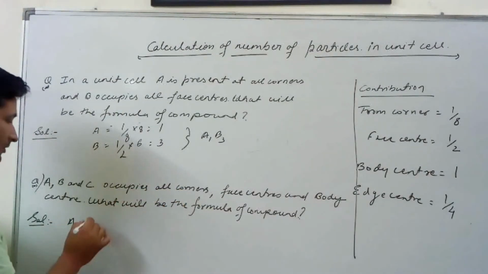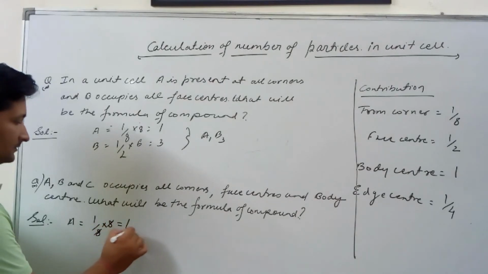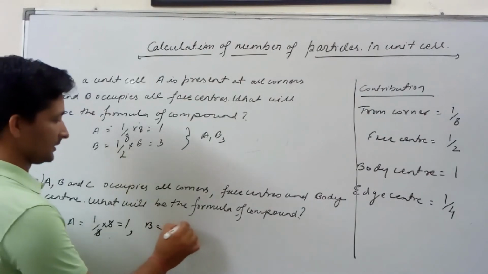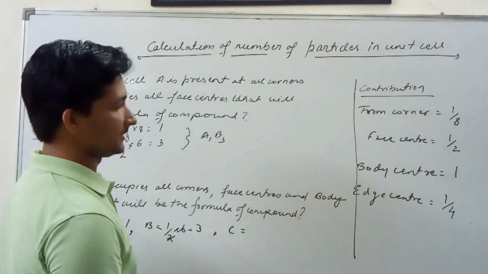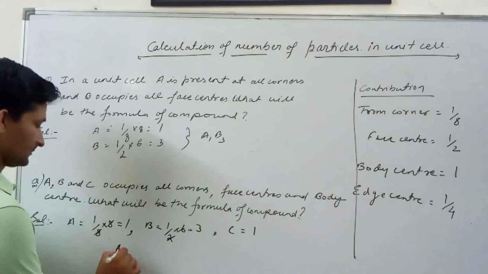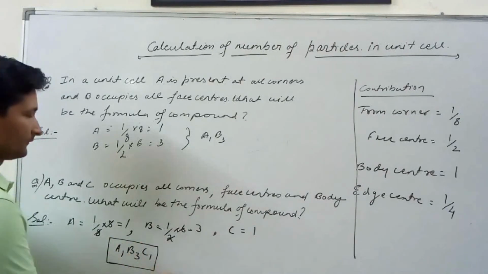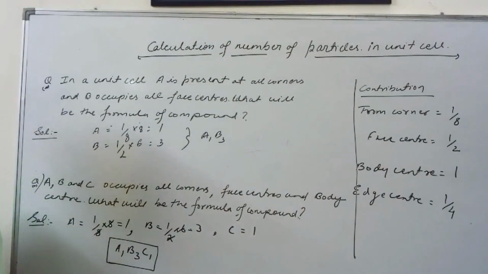A occupies all corners, so 1 by 8 into 8, that is equal to 1. Similarly, B occupies all the face centers, 1 by 2 into 6, that is equal to 3. Similarly, C is present at the body center, so in body center contribution is 1, so C is 1. So formula becomes A1B3C1. So this is the formula of the compound and this is the answer of the given problem. Okay, so this is the way we deal with the problems related to contribution of particles. Note it down.